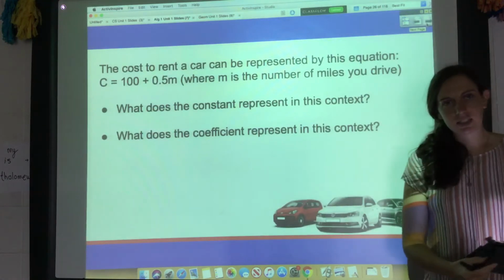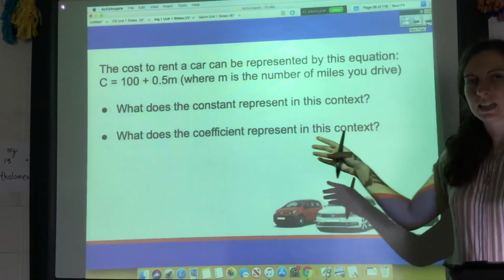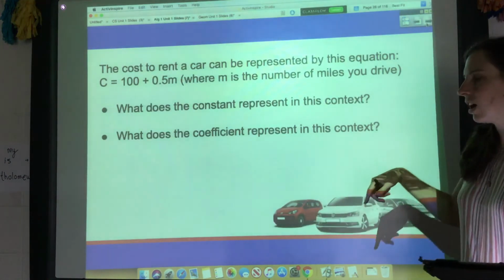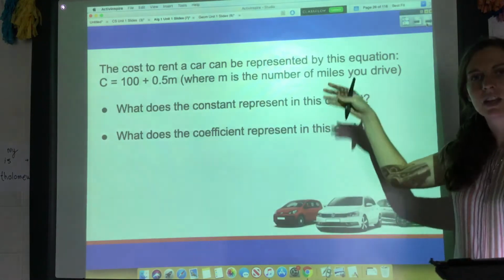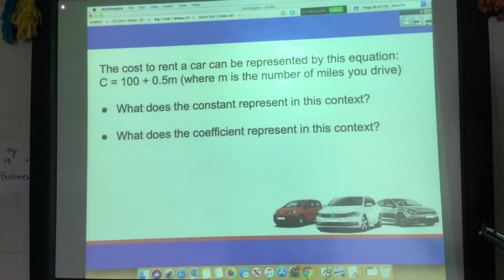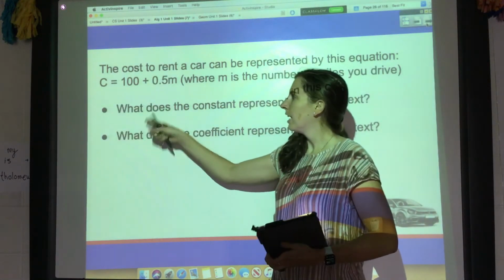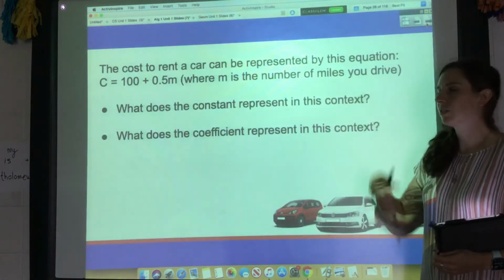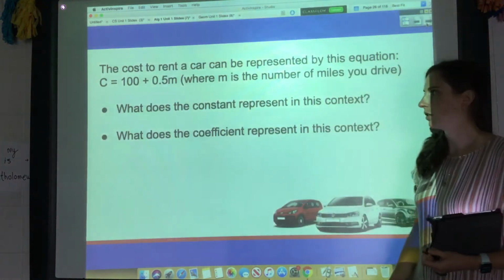So what we're going to do is a couple examples of some real-world context that's being represented with algebra, either an equation or an expression, and talk about what these numbers and variables mean within this context. So for example, the cost to rent a car can be represented by this equation here. I'm assuming C means cost. C = 100 + 0.5M, and M is the number of miles you drive. So that's what the variable represents, the number of miles you drive.